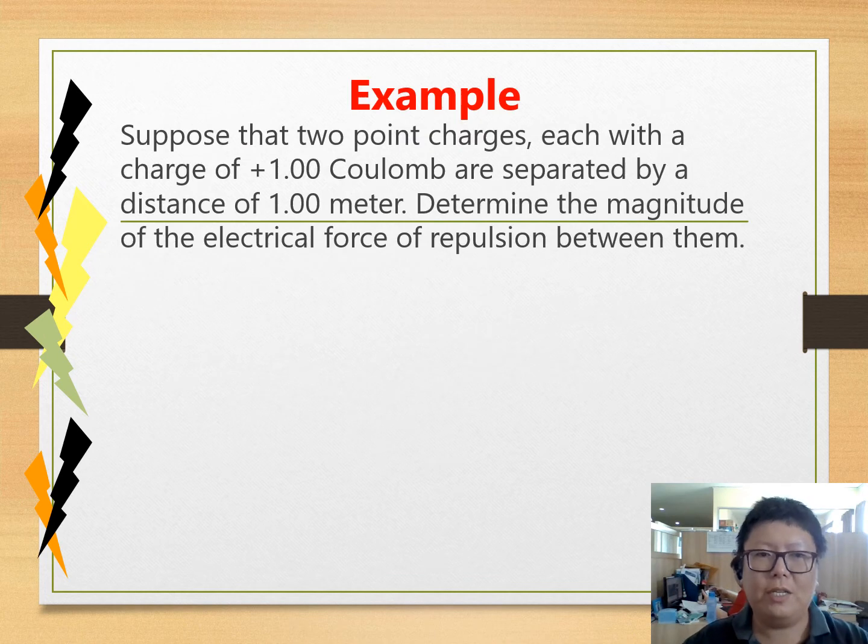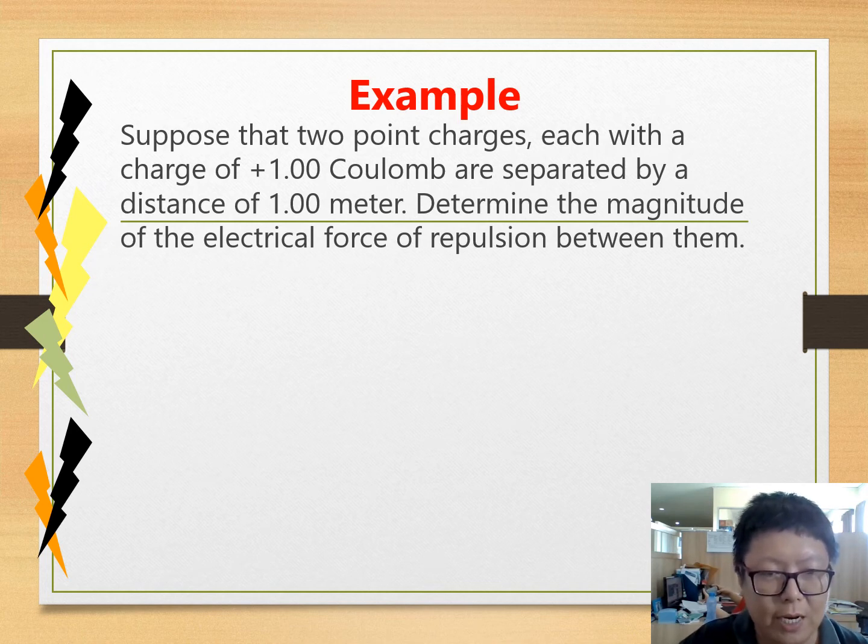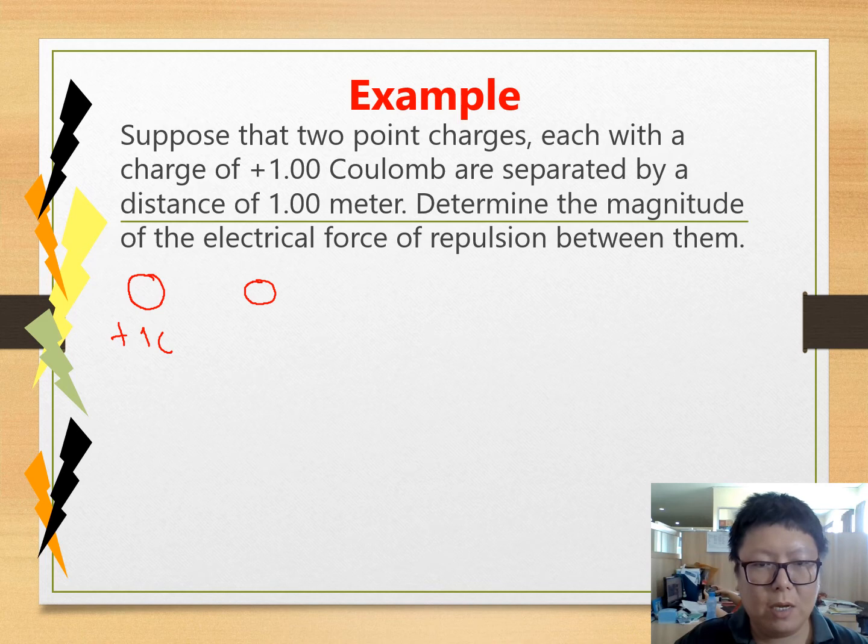Okay, now we are going to discuss this example. Suppose that there are 2 point charges, each with a charge of 1 coulomb. Usually drawing is clearer, so I can draw. So there are 2 point charges, each with a charge of plus 1 coulomb. This one also plus 1 coulomb, separated by a distance of 1 meter.